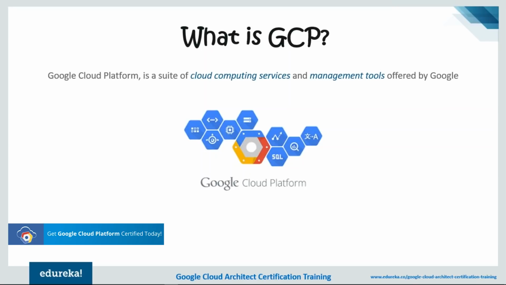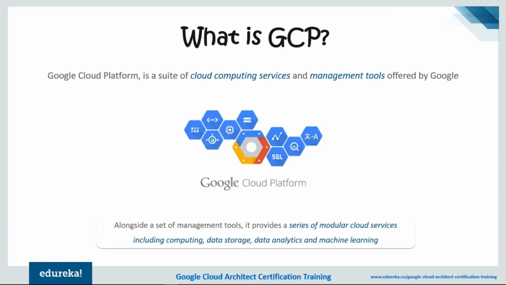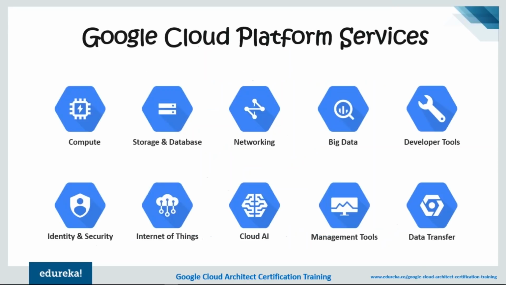Now, Google Cloud Platform is a suite of computing services and management tools which are offered by Google. Alongside a set of management tools, it also provides a series of modular cloud services including computing, data storage, data analytics, and machine learning. Here are the major 10 service areas provided by Google. We have the compute services, storage and database services, network services, the Google Big Data service, certain developer tools, identity and security, Internet of Things, Cloud AI, which is Google's machine learning service, and finally search and management tools and data transfer tools.